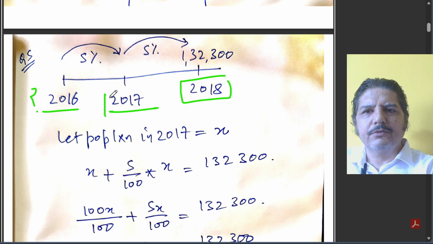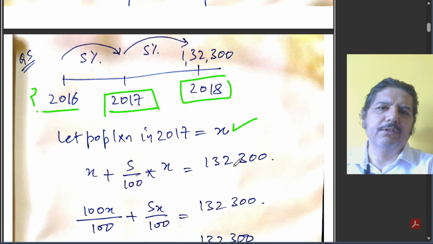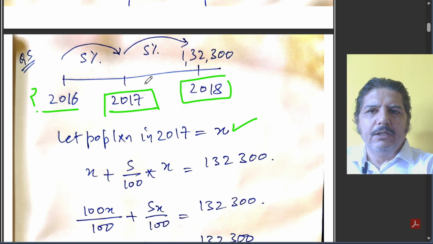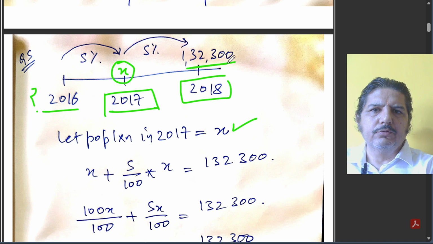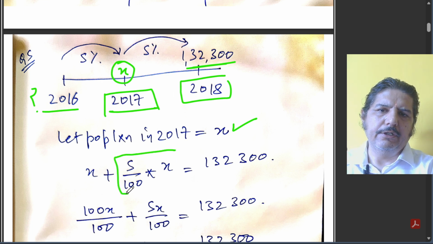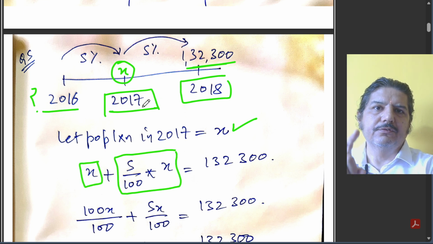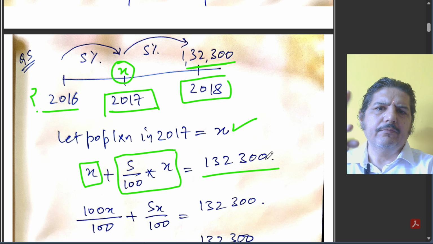Now, what I have assumed is that the population in 2017 is X. Why am I assuming this? You will understand shortly. So, I have assumed this to be X. Now, this 1,32,300, how do I get this? So, if the population in 2017 is X, if I increase it by 5%, that is 5% into X, and then I add X, which was the population in 2017, I will then get 1,32,300. Hope this is making sense.